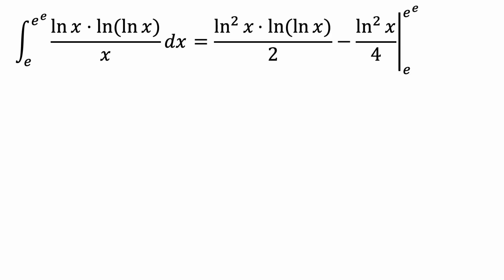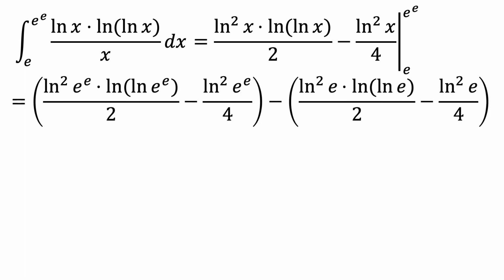I now have to evaluate this expression at the points e to the e power and e. Therefore, I will insert these values into my expression, and I will get the natural log squared of e to the e power times the natural log of e to the e power all over 2 minus the natural log squared of e to the e power over 4 minus the quantity the natural log squared of e times the natural log of e over 2 minus the natural log squared of e over 4.